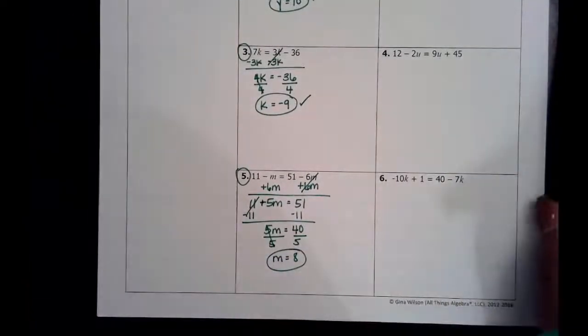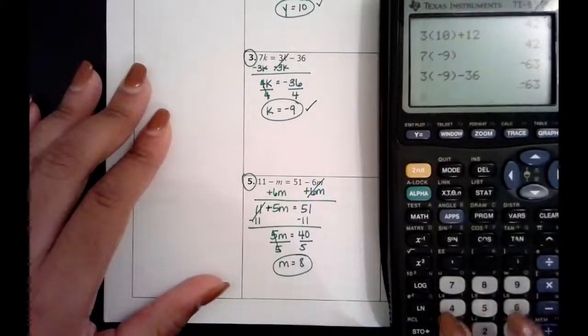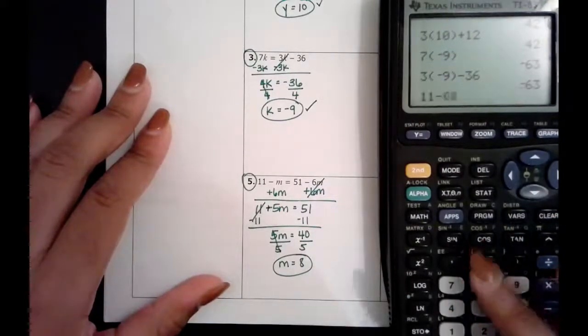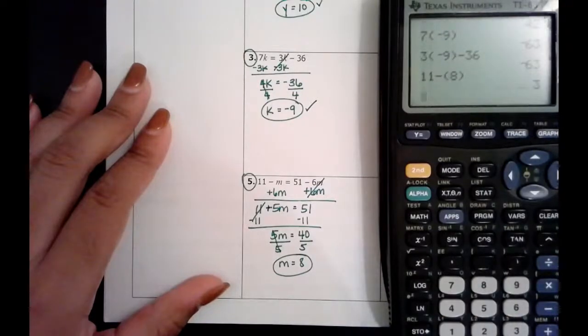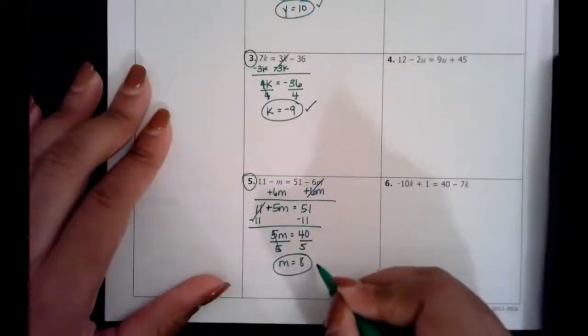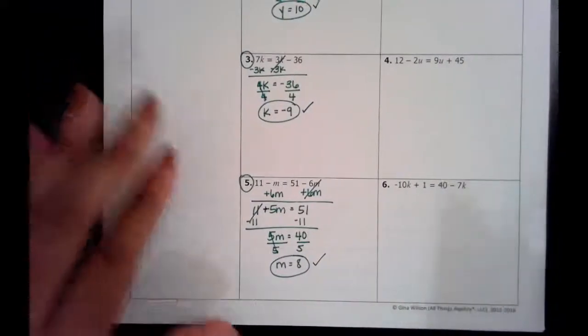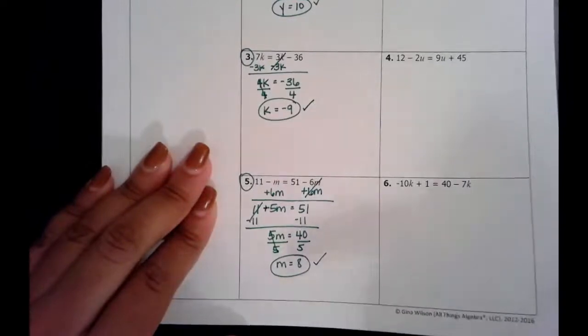And let's plug it back in. So we have 11 minus 8 equals 3. 51 minus 6 times 8 equals 3. So that is a true statement. m equals 8 is the solution. Let's continue with the odds on the next page.